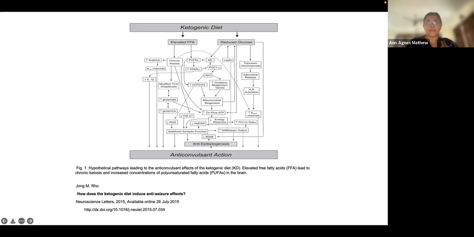This is from an old paper, but we still believe in it. As you can see, potassium channels are affected, acetone, chronic ketones, interleukins are involved. Lots of things are involved here.